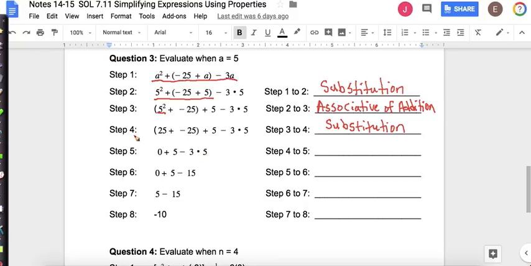Now I need to justify step 4 to step 5. I still have grouping here, so I notice that the next step was 25 plus negative 25, and it was replaced with a 0. So remember, when you add opposites and get 0, that's the additive inverse.